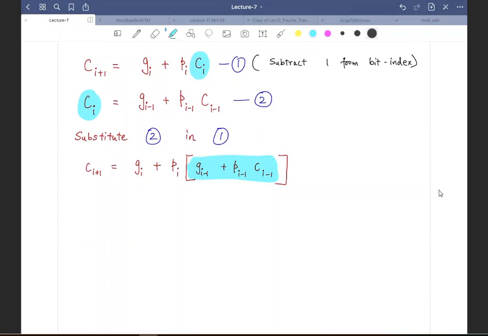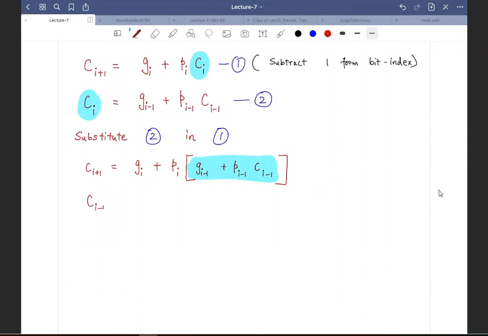Because this particular substitution step, we are going to keep expanding now. We are going to keep doing this substitution. So I want to just take a moment here to see if you guys are able to follow this so far. Okay. Now what do you have? g independent of c, p independent of c, g sub i minus 1 independent, p independent. c sub i minus 1 is the culprit now, right? So c sub i minus 1 should be attacked.